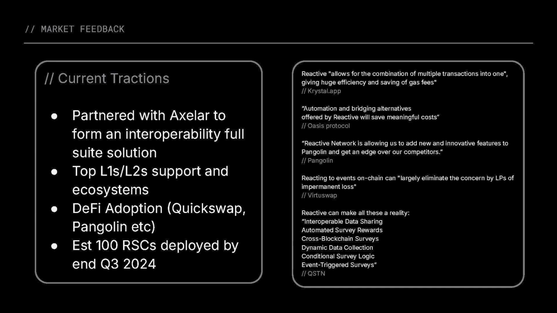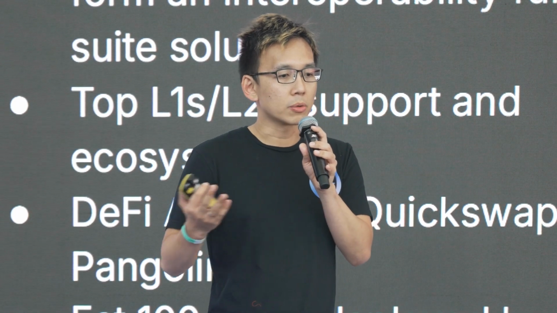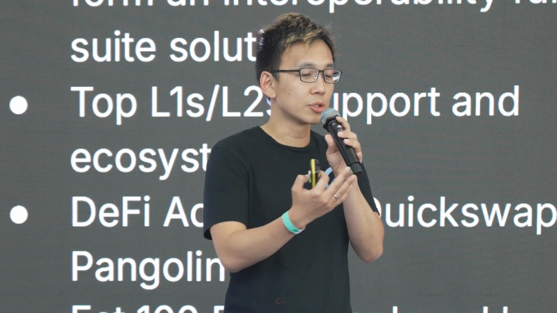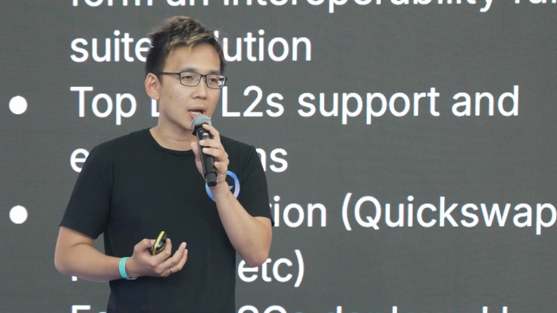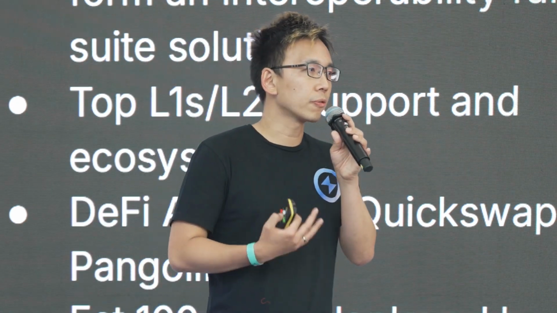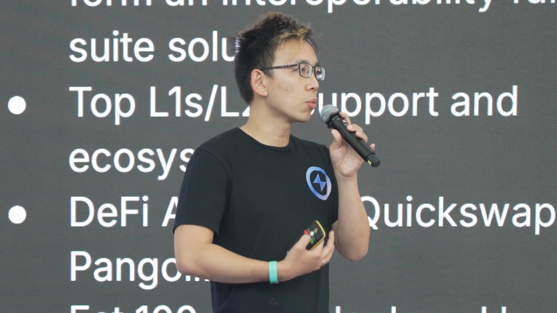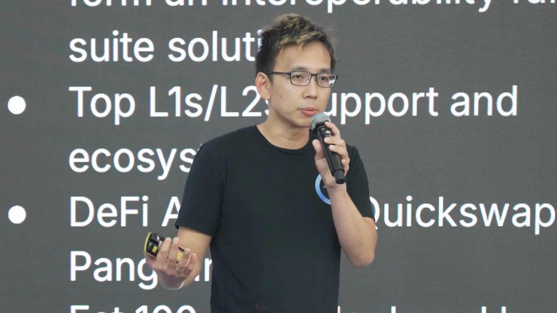So there's a lot of traction that we have right now. Right now, we are on testnet. We will be launching the mainnet probably at the end of the year or January, around that time frame. We are partnered with Axelar to form an interoperability full suite solution. They are first of many. The whole point about us is to be decentralized, and it also doesn't make sense for us to just rely on one single partner. The reason why we're building with them is actually multifold.